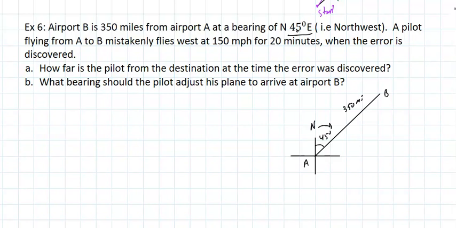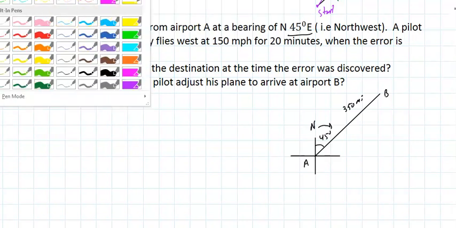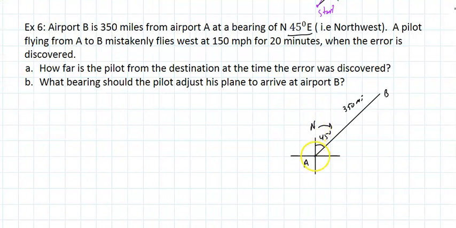A pilot flying from A to B mistakenly flies west at 150 miles per hour for 20 minutes. Again, this is extreme, but so the pilot flies due west for 20 minutes at 150 miles per hour.